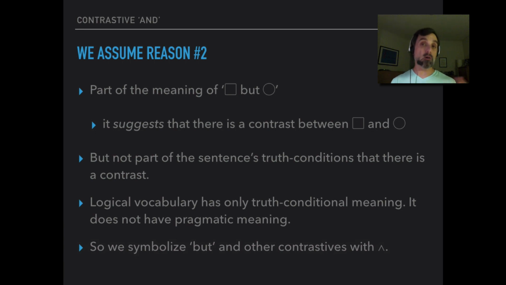Does that capture all of the meaning of a but sentence? It doesn't, because it doesn't capture the suggestion, but we're not trying to capture that aspect of meaning in our symbolization, and so it's okay to symbolize but sentences with our and symbol. And the same is true although, and even though, and yet sentences.